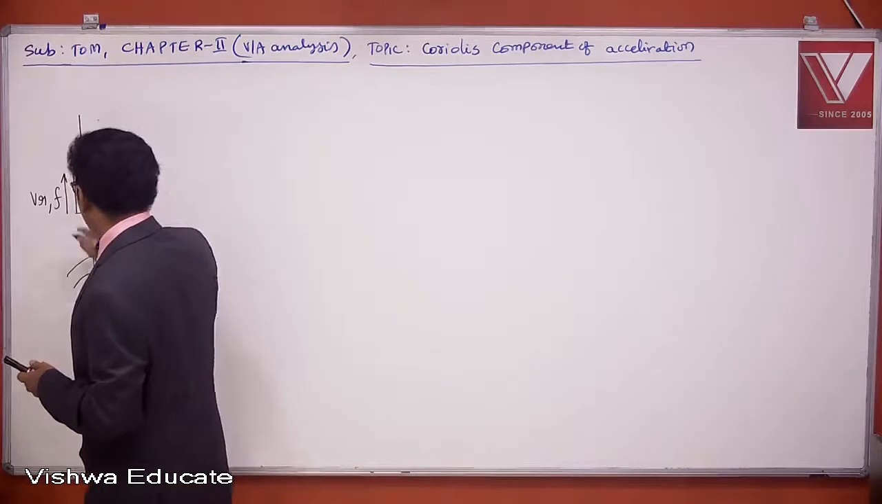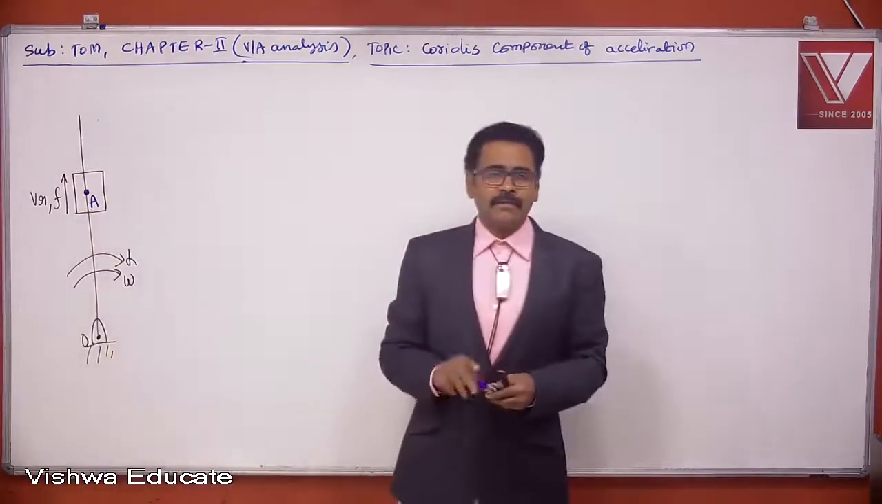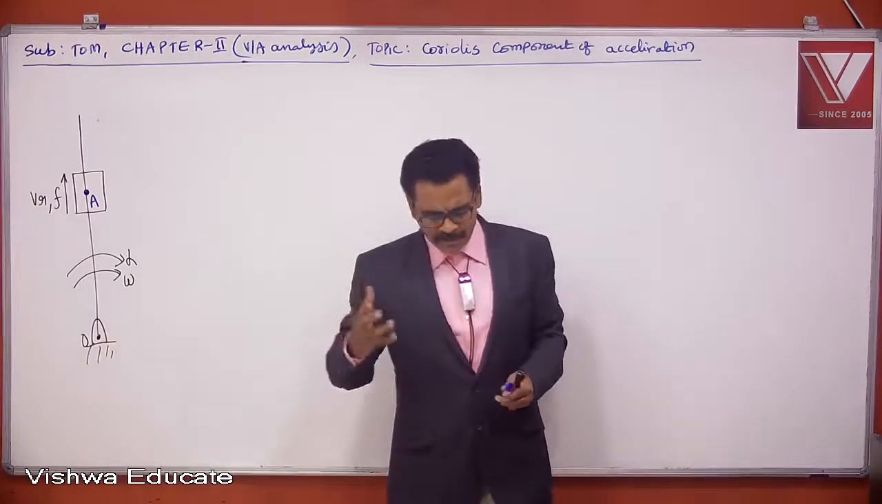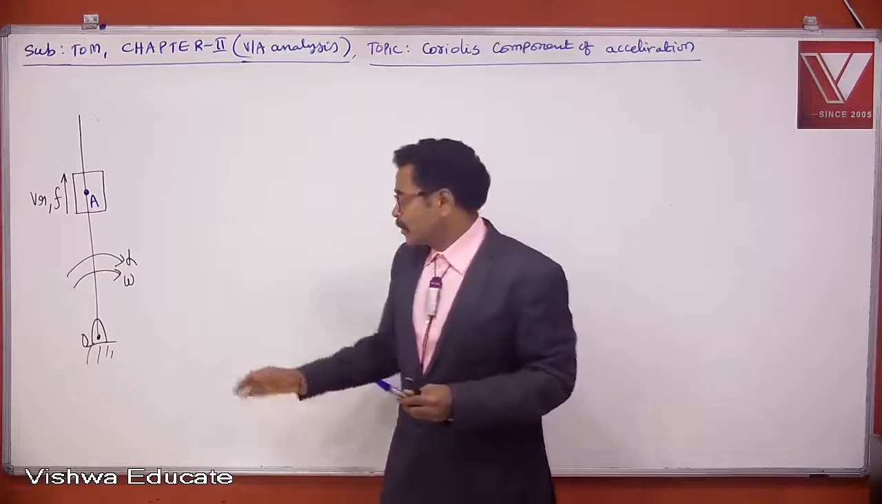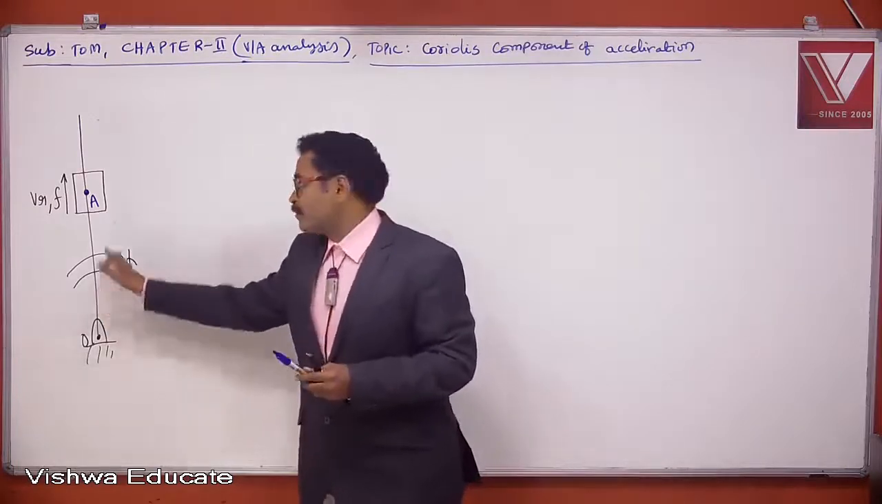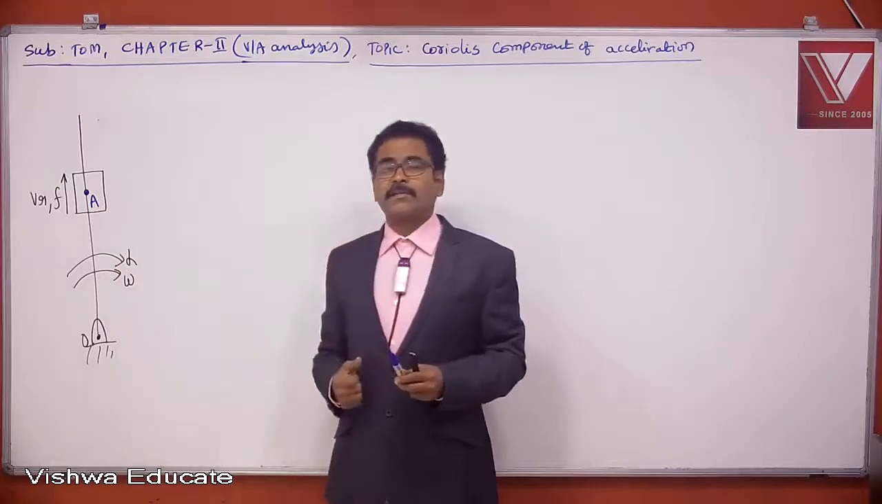I may refer to that point as A. Point A is lying on the slider. Try to think about point A. What is the motion of point A? Since the link is rotating, every point of the slider will also rotate along with the link. So point A carries rotary motion.